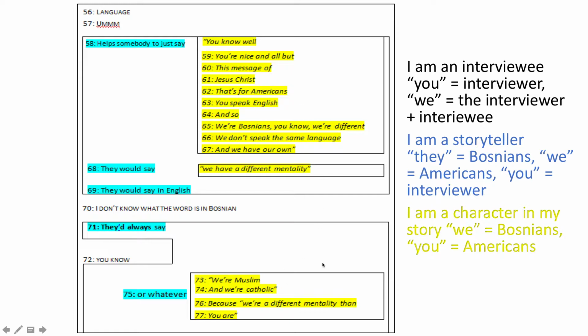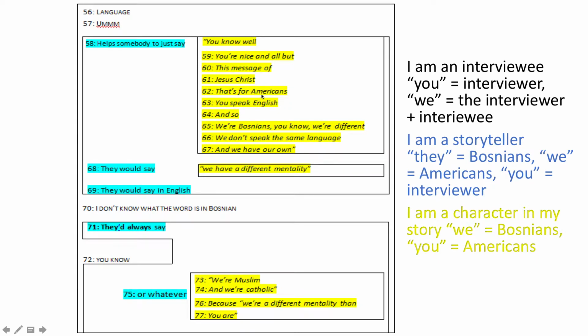Then yellow is properly the tale world, and we can tell that by the pronouns. I am not an interviewee, I'm not a storyteller, but I'm a character in my story. In this case, the person who's talking is no longer an interviewee, is no longer a storyteller, but that person has become a character within the story, within this imagined past. We refers to Bosnians, so this person is ventriloquating Bosnians here, is speaking in the voice of Bosnians. See, we are Bosnians, we are different, we don't speak the same language, we have our own, we have a different mentality. So the speaker has left himself and is entering this we of the Bosnians.